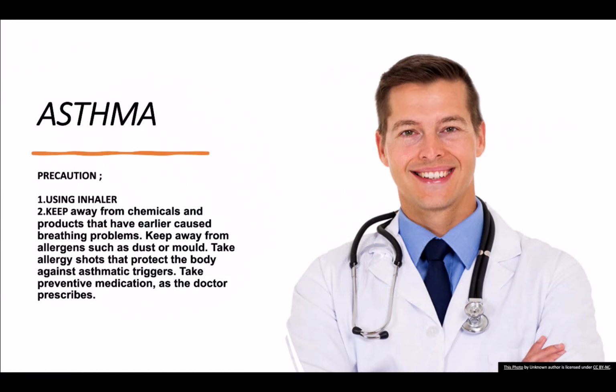Now, I am going to tell you about the precautions for asthma. There is medication, but the most important is using an inhaler. And you have to avoid chemicals and allergens that can cause asthma. You also have to keep away from the chemicals that have caused you breathing problems earlier. And you also have to take the medication which is prescribed by the doctor you go to often.